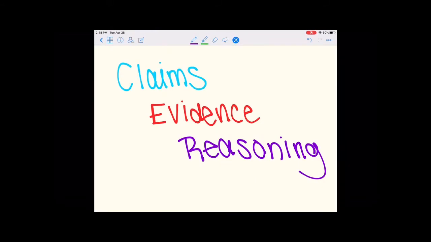Hello, everyone. Today we're going to be talking about claims, evidence, and reasoning. And to do this, we are going to be annotating an article. But first, we need to learn about what a claim is and what evidence we should use in order to support our claim.